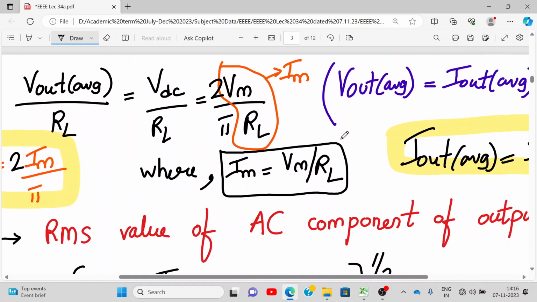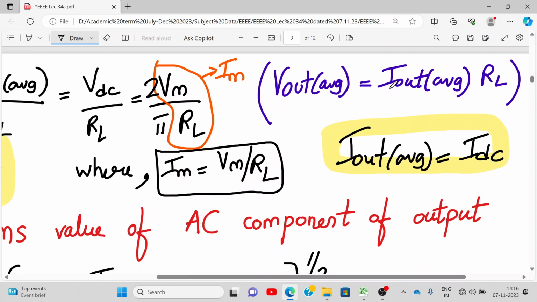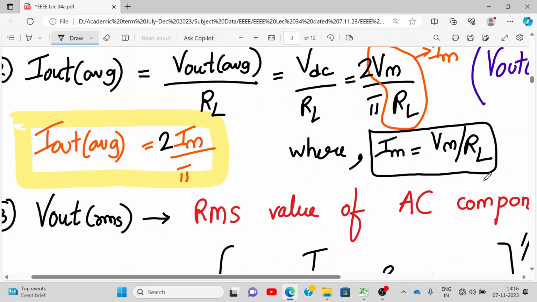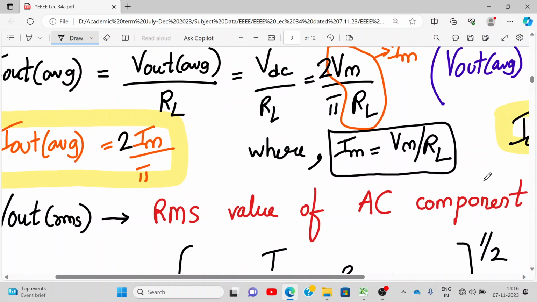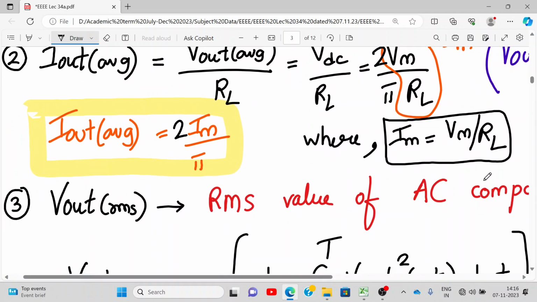Okay. So both the formulas are there. Or basically we can also say V out average is I out average into RL. So that is also true. So please write down the formula for I out average, 2 Im upon pi, where Im is Vm upon RL. Okay. Right.